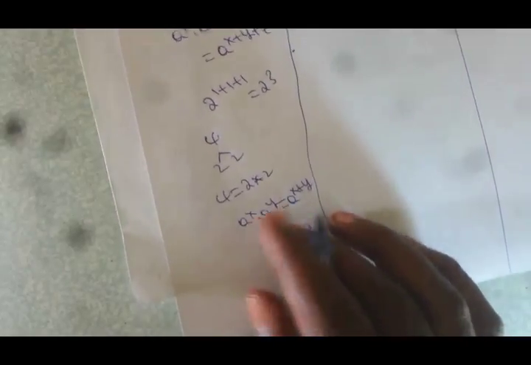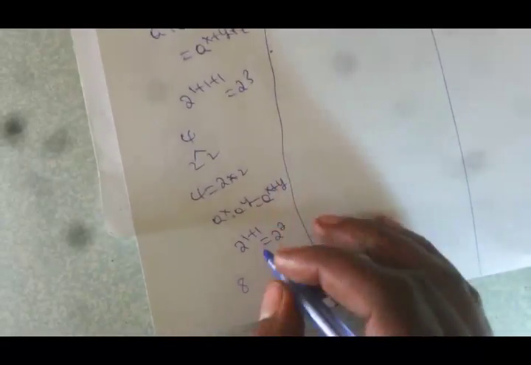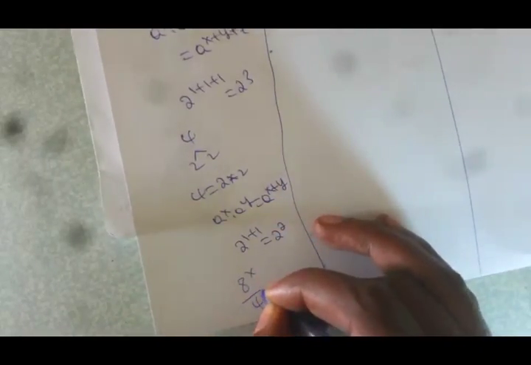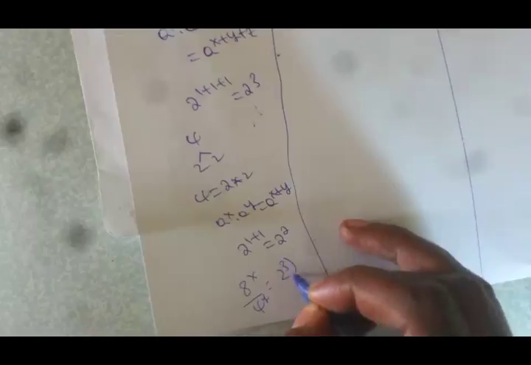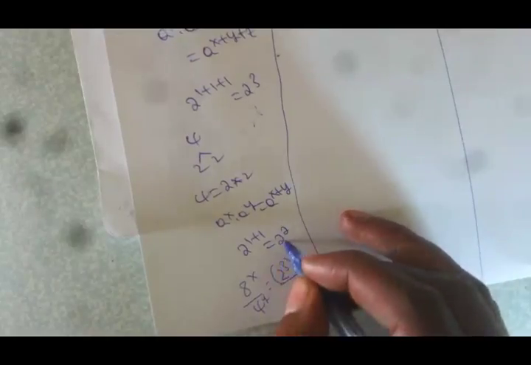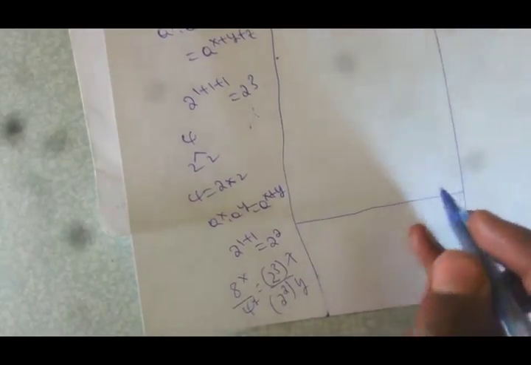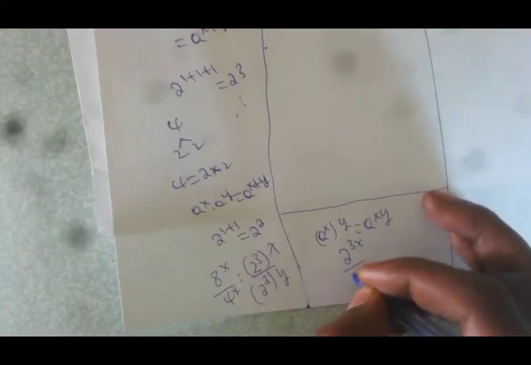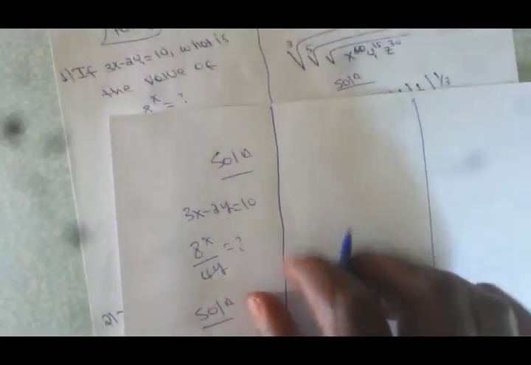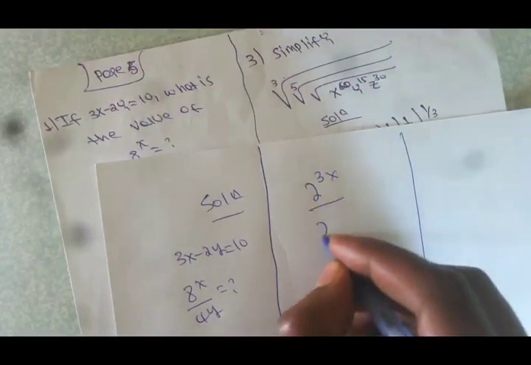Therefore, 8 raised to x over 4 raised to y is equal to, 8 is given as 2 raised to 3, so 2 raised to 3 raised to x, over 4 is given as 2 squared, 2 squared raised to y. And we know that a raised to x raised to y is equal to a raised to xy. Therefore, we will multiply the exponents: 2 raised to 3x over 2 raised to 2y.